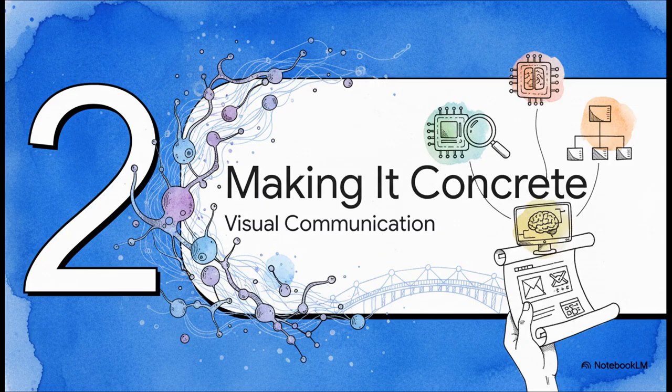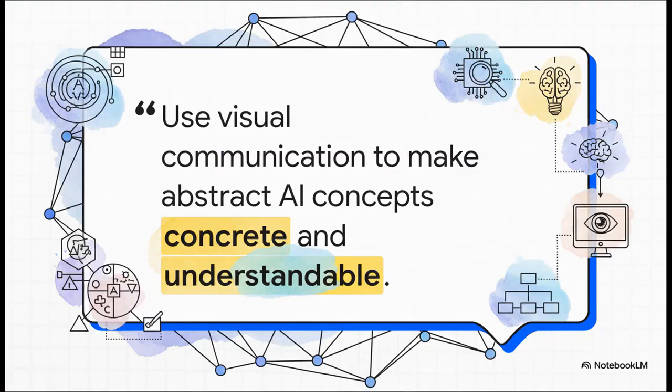So how do we fix this? How do we make these ideas feel solid and understandable? Well, the solution, laid out in Chapter 17, is actually beautifully simple. We use visual communication. Think of it as the bridge that connects a fuzzy, abstract idea to a clear, shared understanding. And here it is, the core principle, right from the source material.